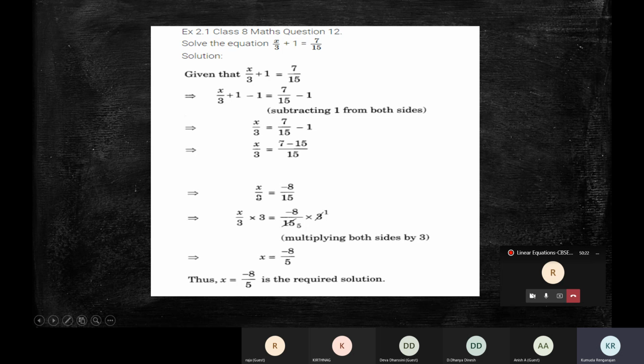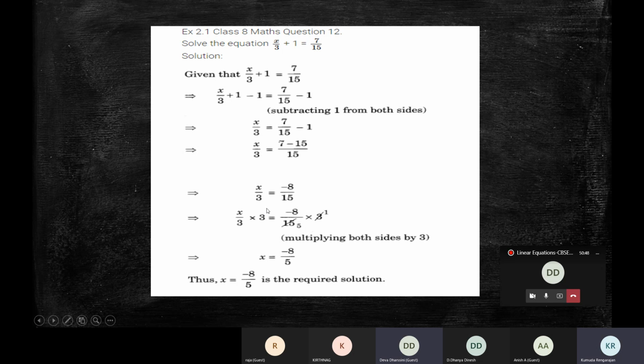Now x divided by 3. So 3 is in division, so we need to multiply by 3 on both the sides. Division's opposite is multiplication, so we multiply with 3 on both sides. So x by 3 into 3 is equal to minus 8 by 15 into 3.